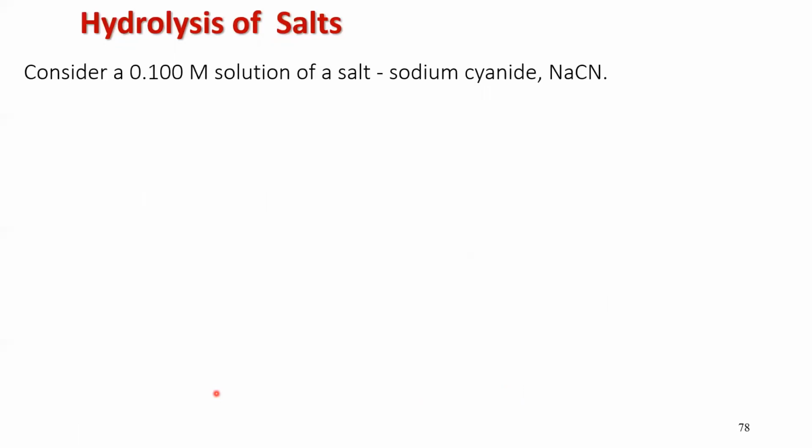So let's look at a calculation. Okay, we have 0.100 molar sodium cyanide. The first thing we want to do is write down what happens when we put it into water. Well, the sodium cyanide is going to break up into sodium ions and cyanide ions. It's an electrolyte. The sodium ions are not going to affect the pH of the solution, but the cyanide ions are.